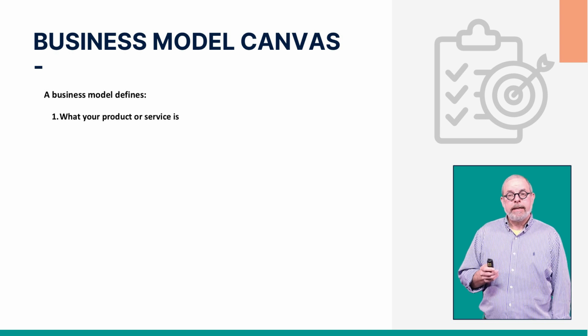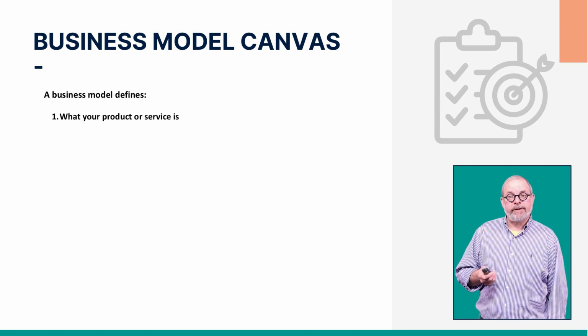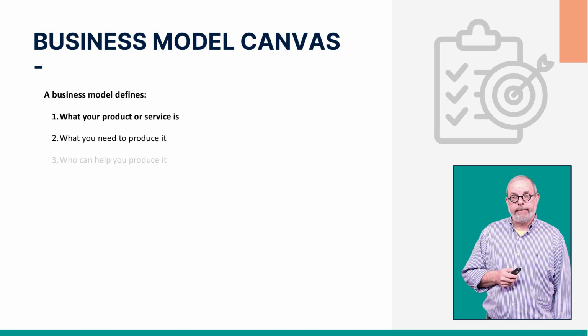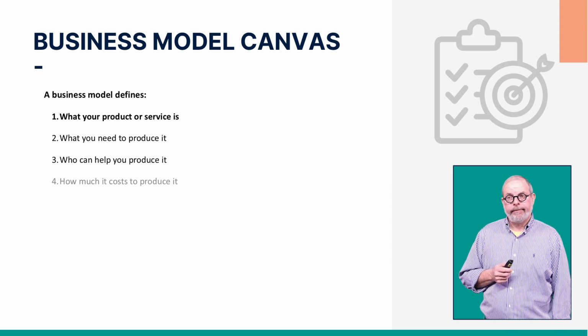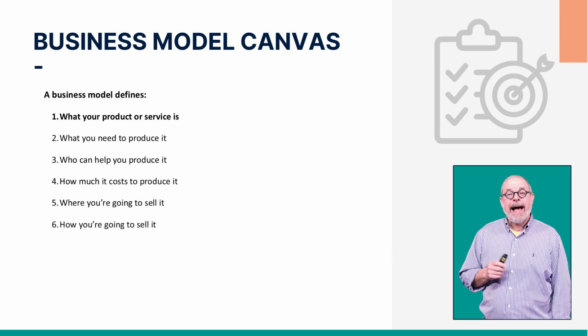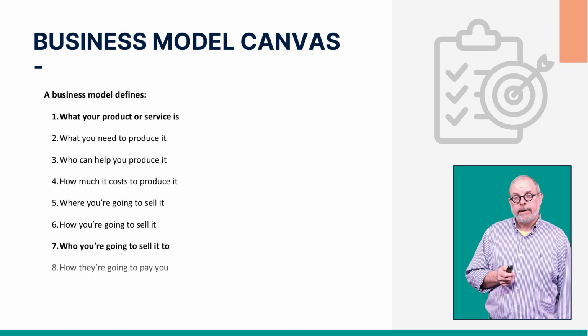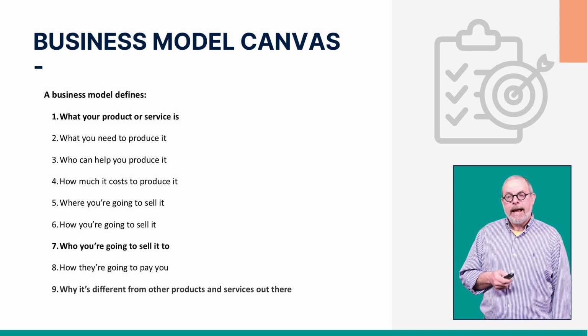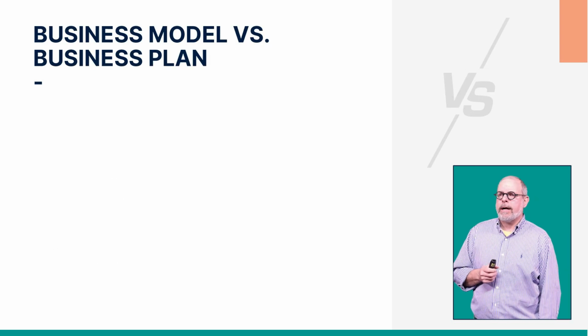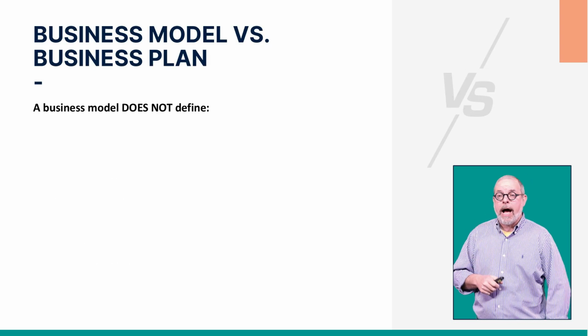A business model tells us what your product or service is, what you need to produce it, who can help you produce it, how much it costs to produce it, where you sell it, how you sell it, who you're going to sell your products or services to, how they're going to pay you, and lastly, why it's different from other products and services out there that may be very similar or even the exact same as your product or service. Now let's talk a little bit about what a business model is not.